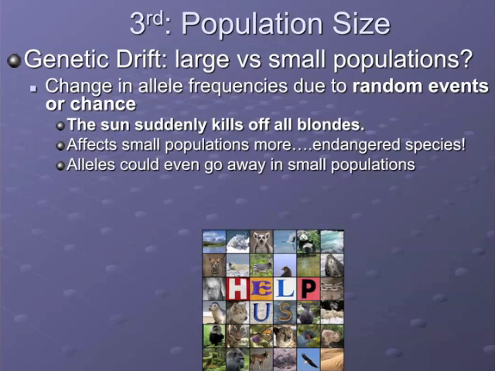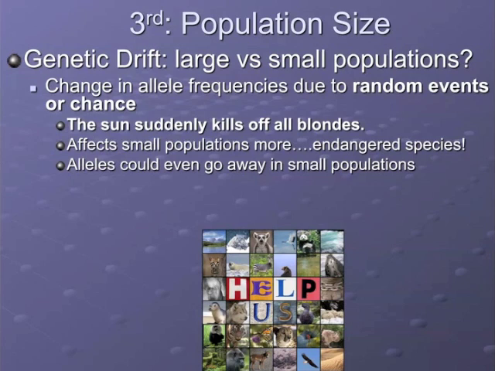Then there would be no blondes and no blonde allele, or very few blonde alleles, because only the heterozygous would have that blonde allele. So it affects small populations more because there's just fewer of them. It's kind of like if you had a class size of 10, if a whole bunch of you did really well on a test, but 2 of you did really poorly, that would bring down your entire class average a lot more than if there were 50 of you in the class and 2 of you did poorly. The class average wouldn't be affected as much. Same idea in small populations.